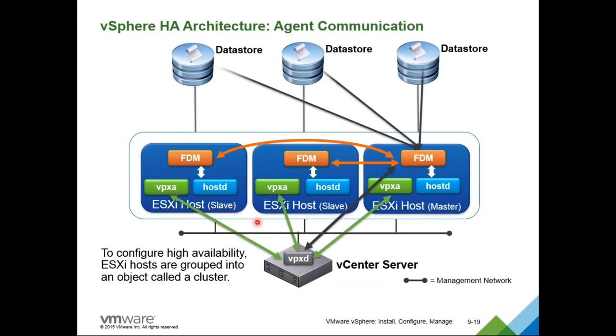So your vCenter server and all ESXi hosts which are part of your HA cluster will all be deployed with the FDM agent using your HA daemon, and they communicate with each other. Then it will identify which is master and which is slave.